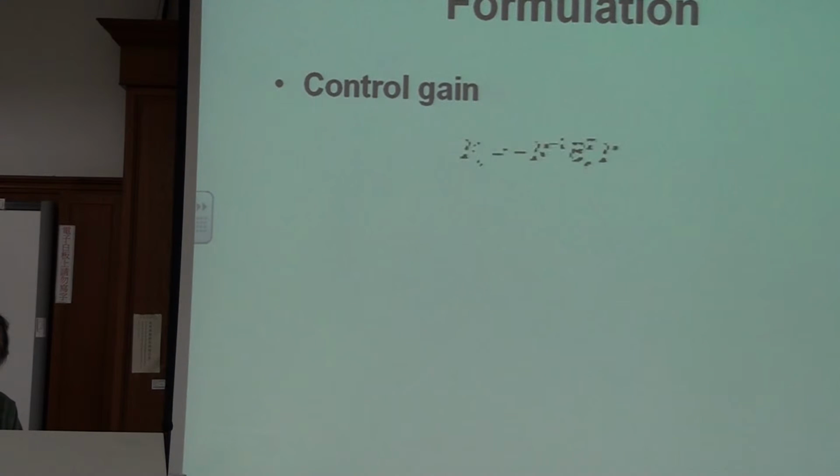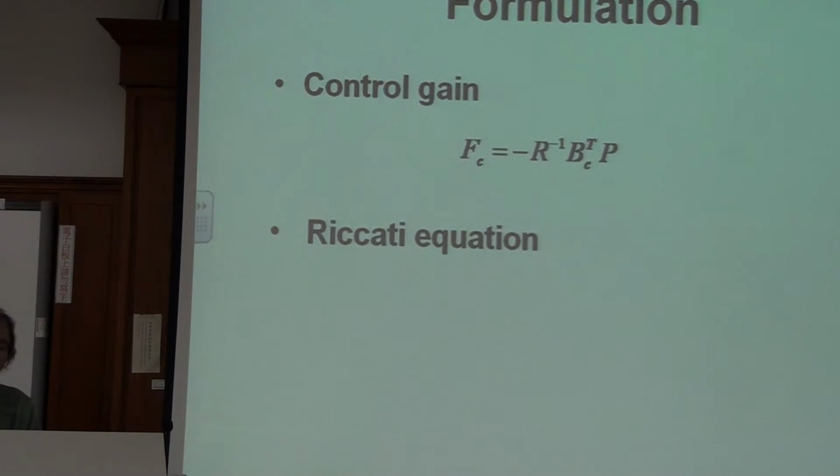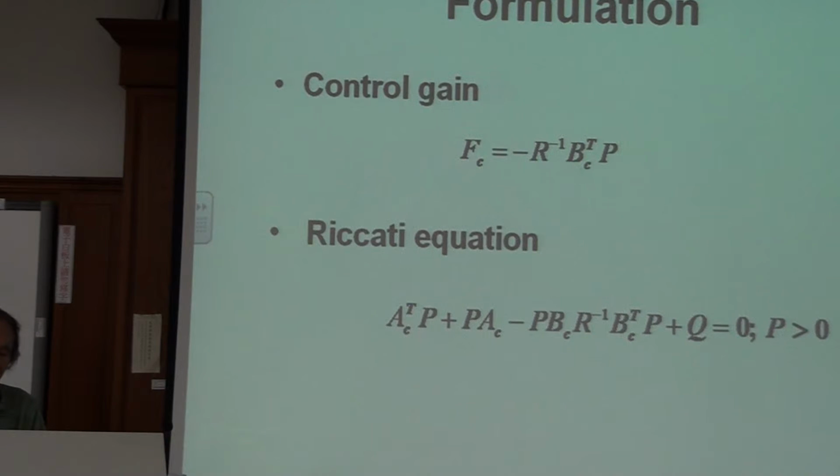All right, formulation, control gain. Now we know that control gain FC equals minus R inverse BC transpose P, and that P is solved by the Riccati equation. That Riccati equation gives P must be larger than 0, which means P must be positive definite. And the solution is unique because P has to be positive definite. That means there is only one solution.